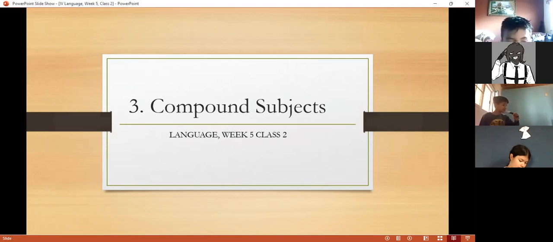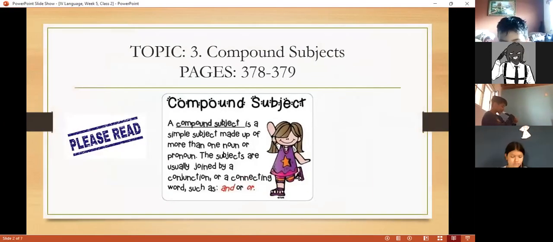So let's review here with the information that we have. A compound subject is a simple subject made up of more than one noun or pronoun. So it means that you can have 2, 3 or more. The subjects are usually joined by a conjunction. This is a connecting word like and or. We can have other words, but we can use the word and to connect the two simple subjects. So we have a compound subject like this.